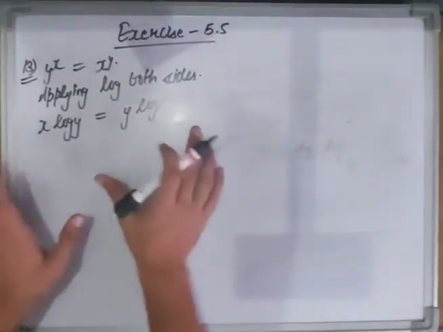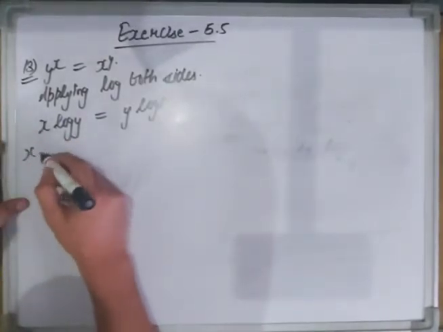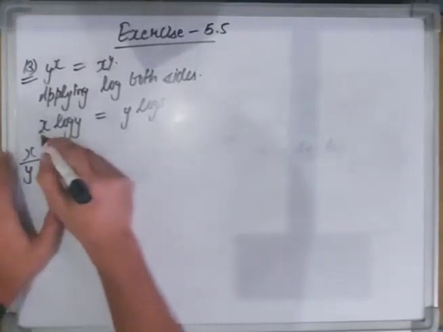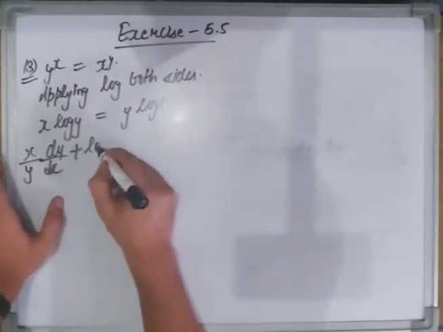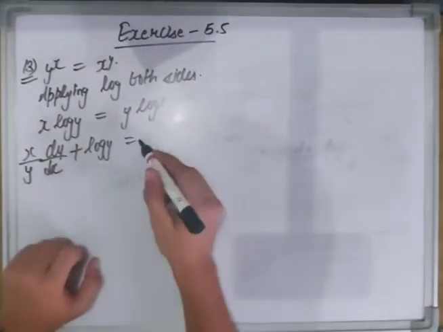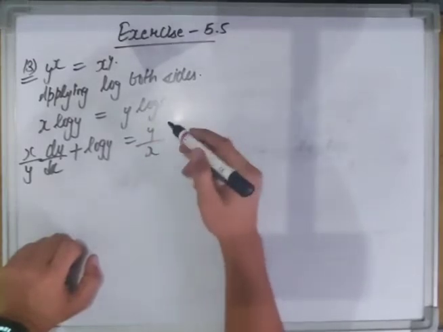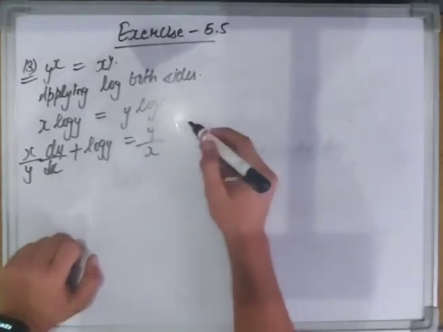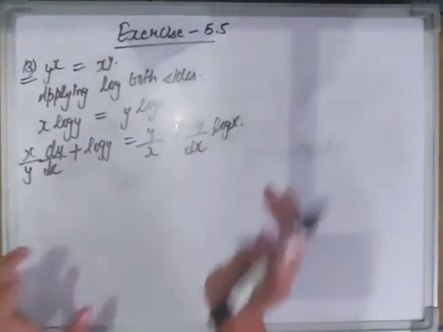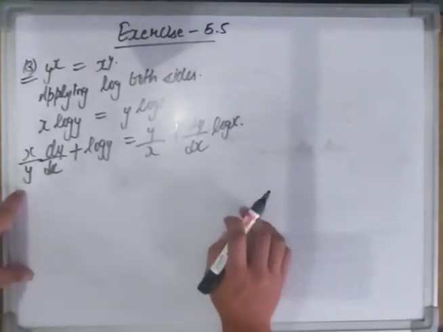Now differentiating these two functions. Taking x as it is and differentiating log y, we have x by y dy upon dx, and the derivative of x is again 1, and log y as it is. On the right hand side, we have y as it is, and the derivative of log x is 1 by x, and now we have the derivative of y as dy upon dx log x. Now simplifying it, this method is quite easier than the previous method, so that's why I'm doing this method.